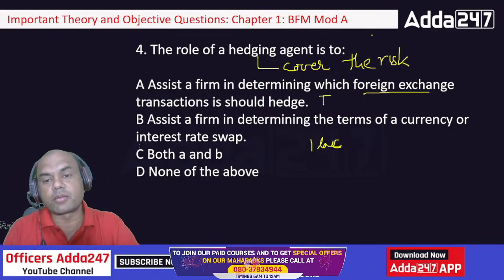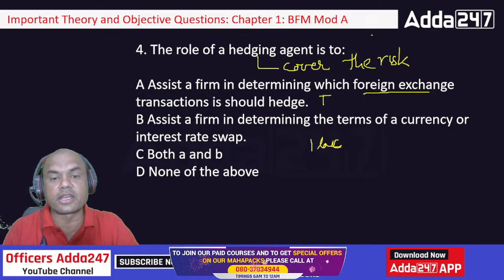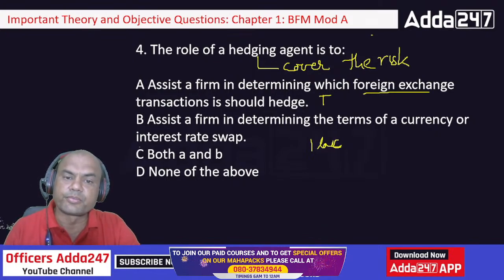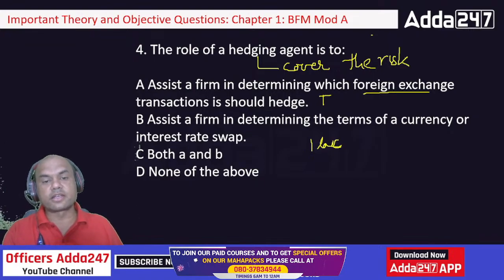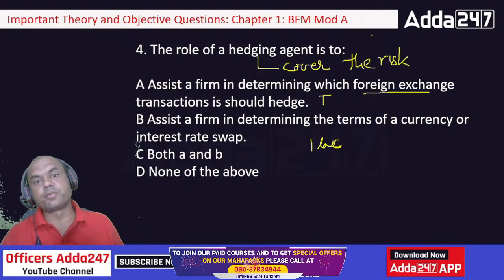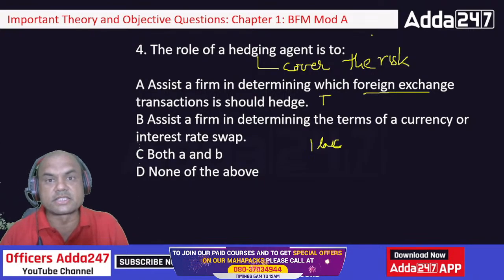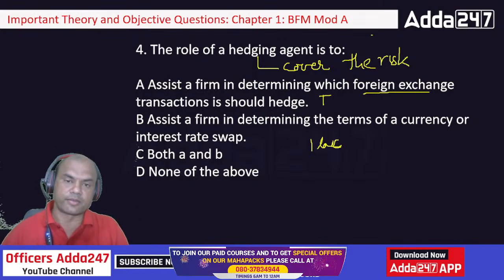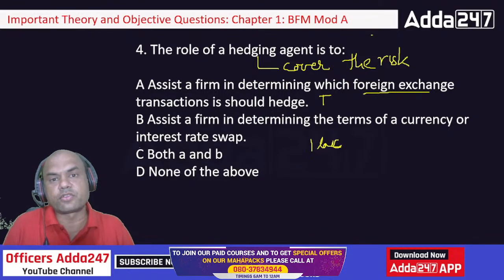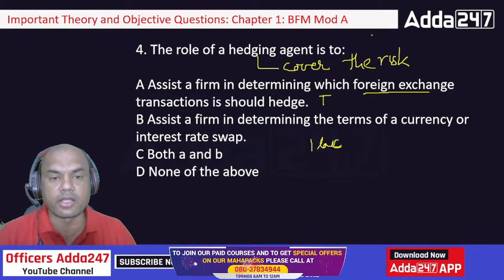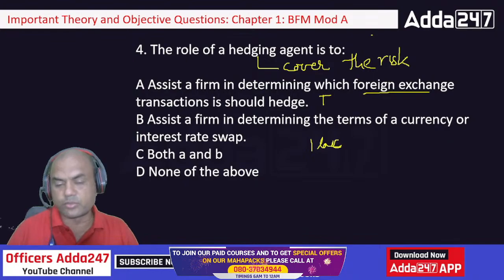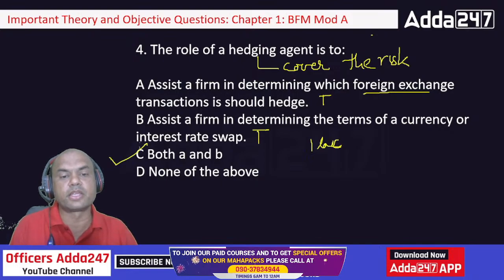Assist the firm in determining the terms of the currency and interest rate swaps. So that is also true. So what do swaps mean? Exchanging one currency against another. Always remember, in any swap, one leg is always fixed and the other leg is always floating. So obviously the answer is both A and B, because this is also true.